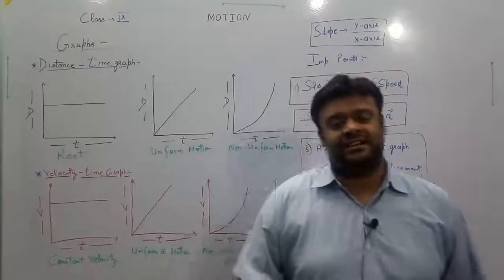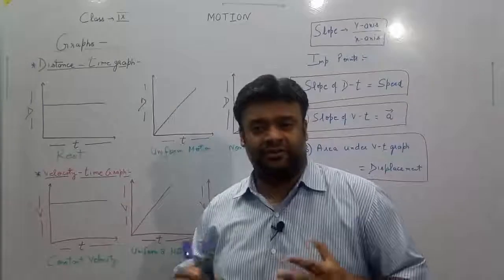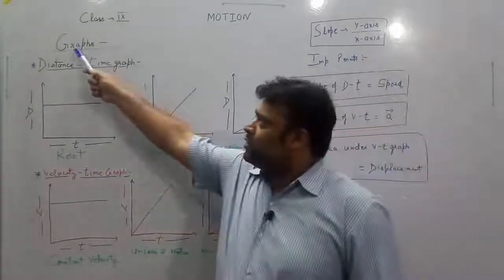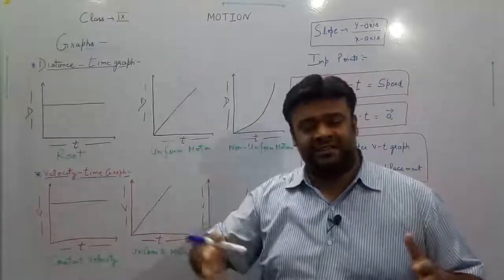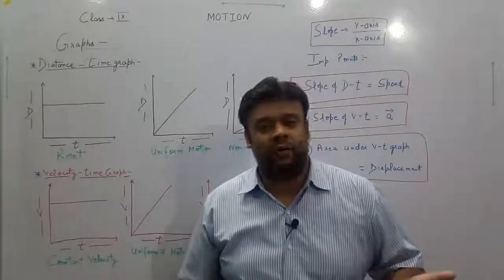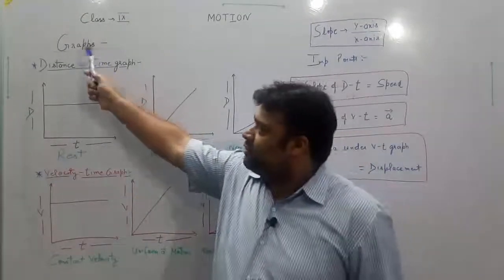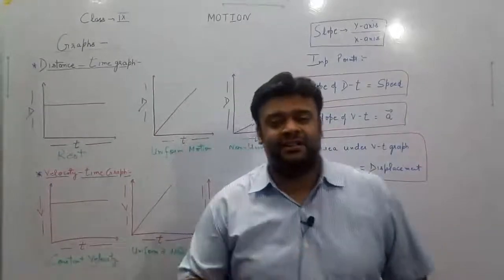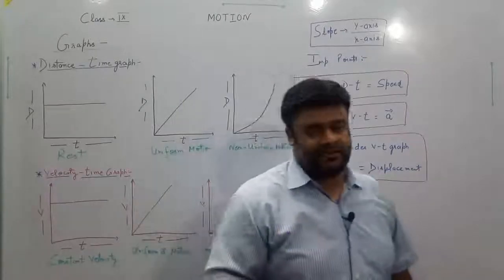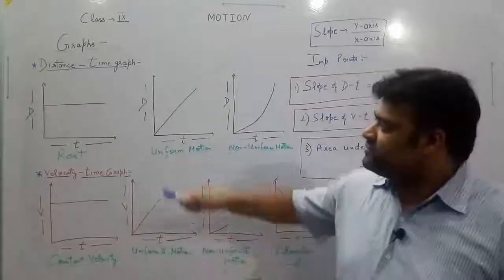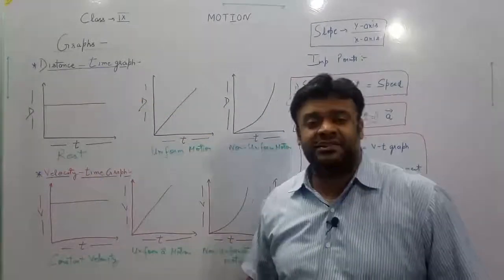So first we will start with what graphs are. Till class 8 you have learned about graphs. What are graphs? Representation of data on two axes, that is the x-axis and the y-axis. If you represent anything on it, we can form a graph for it. In this chapter we have to discuss two important graphs: first the distance time graph, and second the velocity time graph.